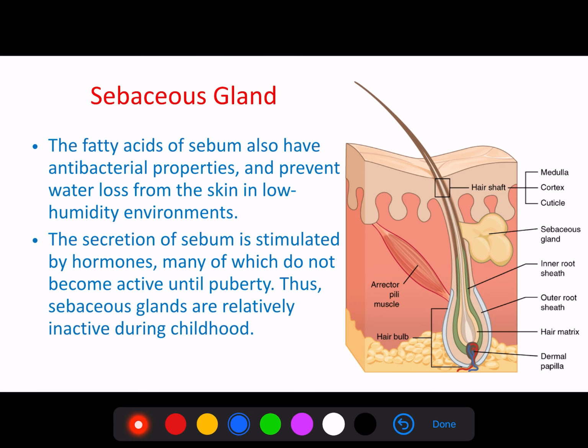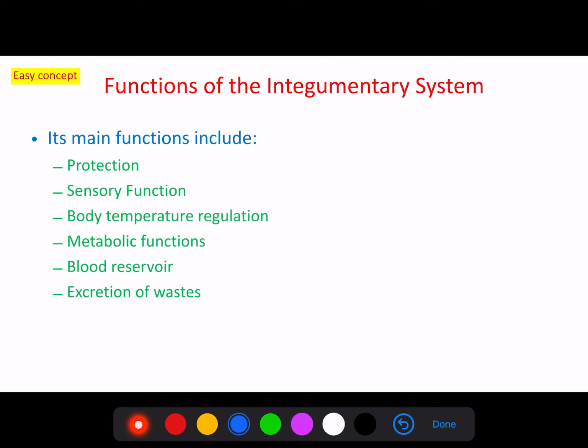We already talked about sebaceous glands. We said these are producing the sebum, and this is important to soften the skin and the hair.